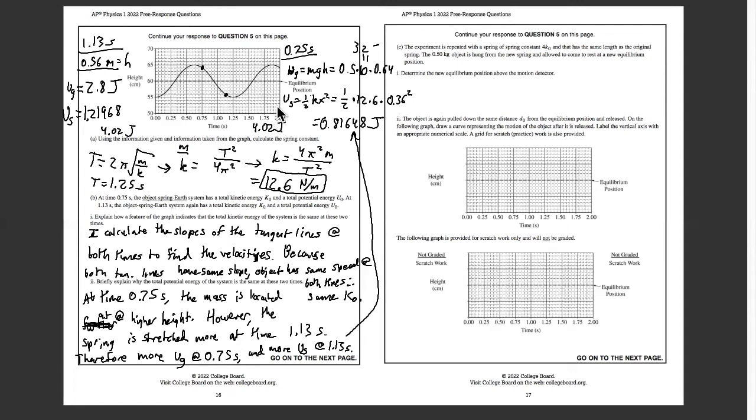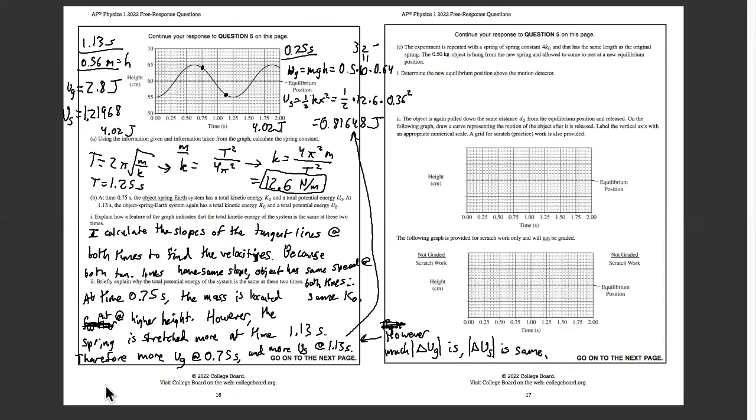So I'm going to see that however much the gravitational potential energy falls, the spring potential energy rises. And so what I should say is that however much U_G changes between the two times, delta U_S is the same. All right, there we go.